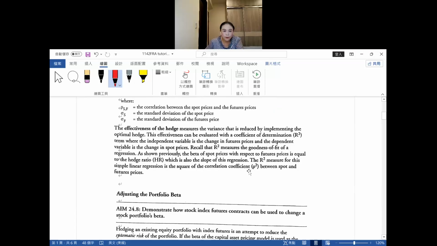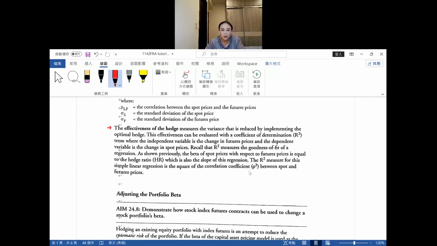Here are all the definitions of the variables. The effectiveness of hedging measures the variance that is reduced by the implementation of the optimum hedge ratio. That means, for the risk you perceive in the underlying cash position, how many futures contracts you should hedge, either long or short. Later, we introduced the beta star instead of beta, because by the sign of the computation, you are able to determine whether you should long or short.